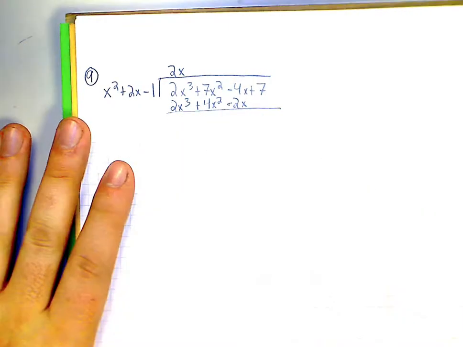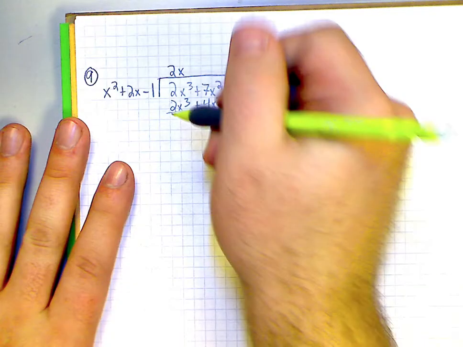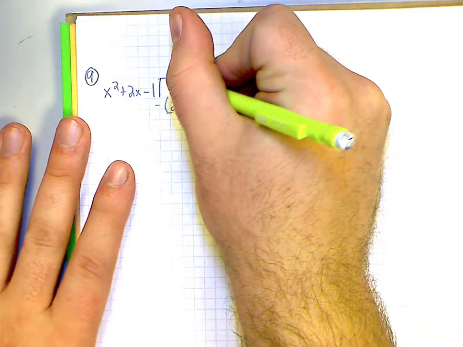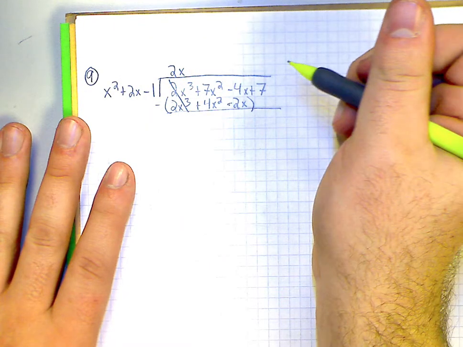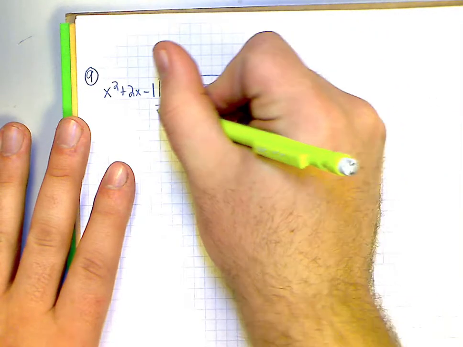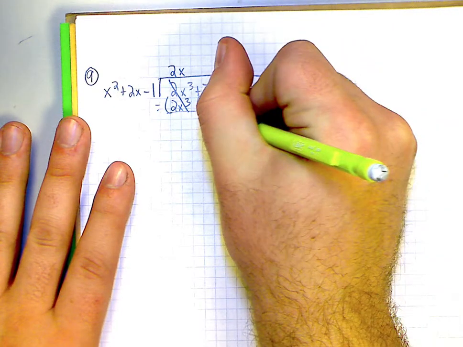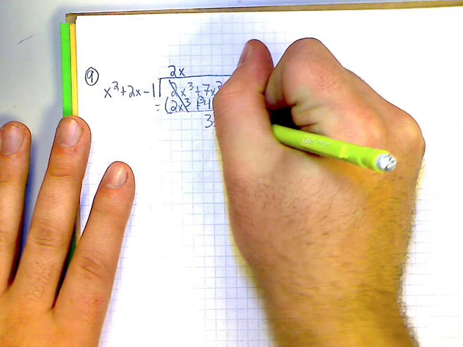Okay. Now on this one I need to go ahead and subtract, so I'm subtracting that whole thing. My 2x cubed still need to cancel. I got to get rid of the first term. But then from there I have a 7x squared minus a 4x. So I really am subtracting that. That gives me a positive 3x squared.